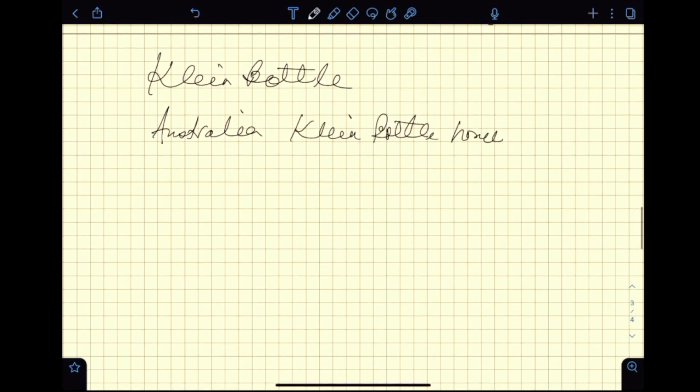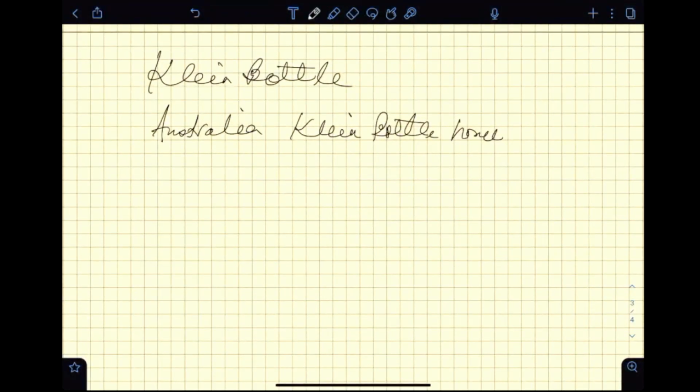Okay. Yes. So Klein means small in German. Klein. Yeah. Klein means nine. Yes. It's not named for that, the name is after the famous mathematician Felix Klein.